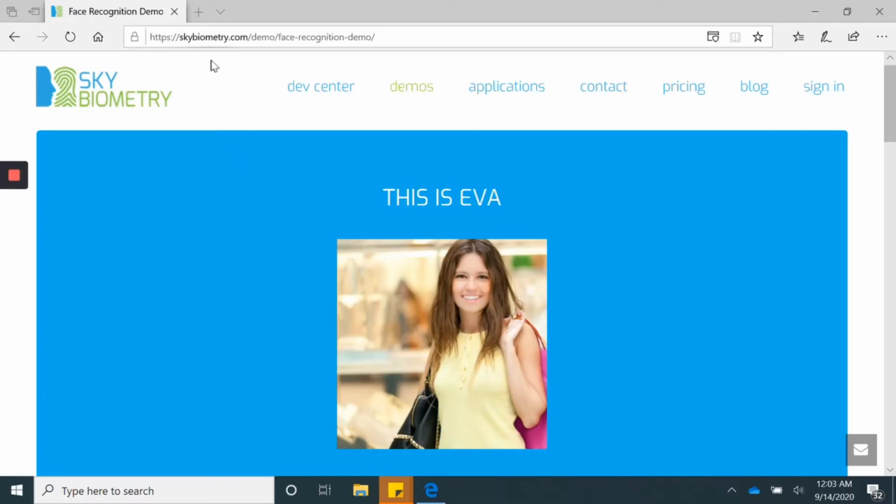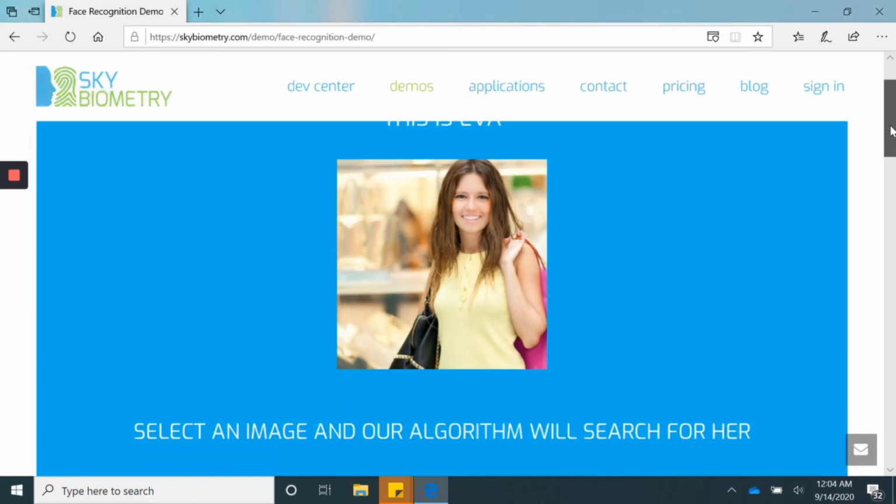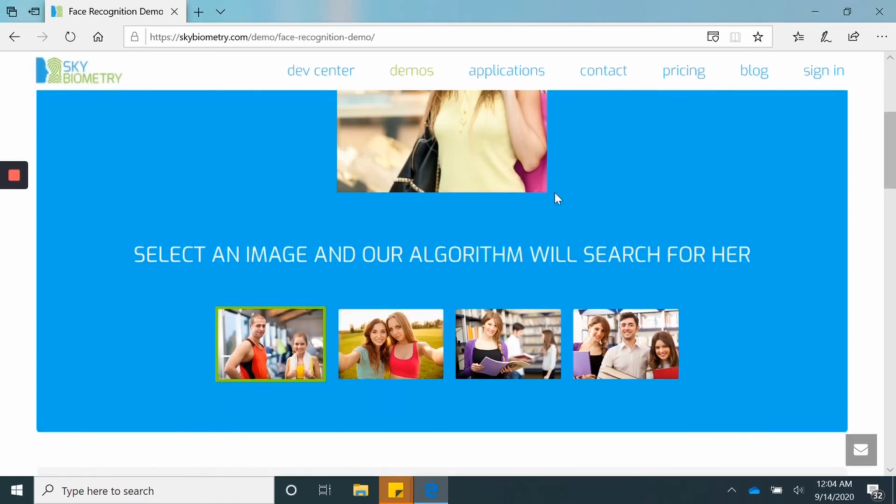I will briefly demonstrate how a facial recognition tool works. The site I'm using is from a facial recognition company called Sky Biometry at the URL above. The example is to identify Ava in a number of different images. Software exists that can generate realistic faces, so Ava may not be real. Let's see if we can find her. First, I will try the second picture from the right. Let's see if it's her.